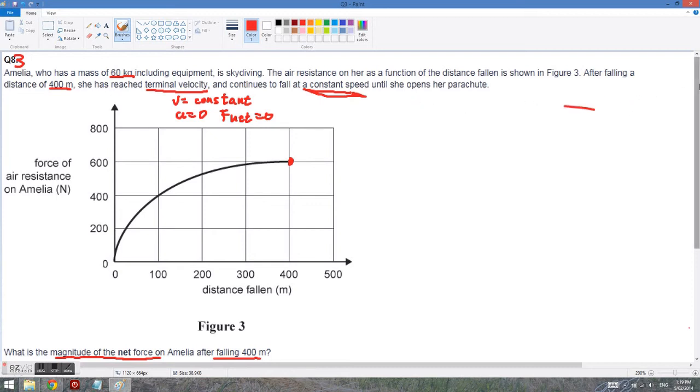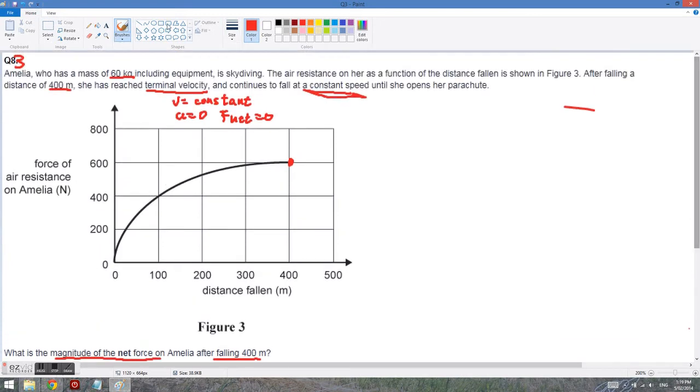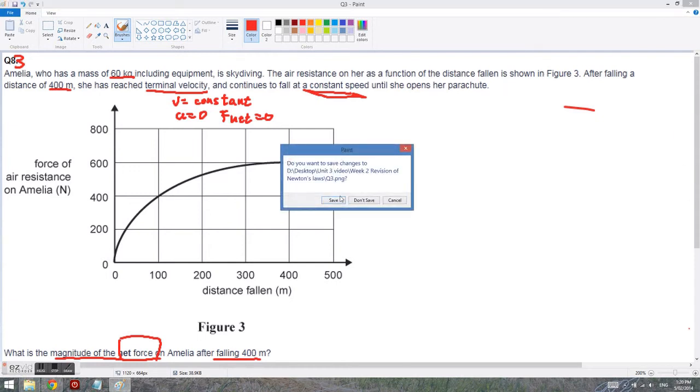So the net force will be zero. Sometimes in an exam question, they give you a lot of information, but focus on the question. The question is on net force, so just extract the useful information. Constant velocity, acceleration must be zero, net force must be zero. The answer will be zero. Now let's go to the next question.